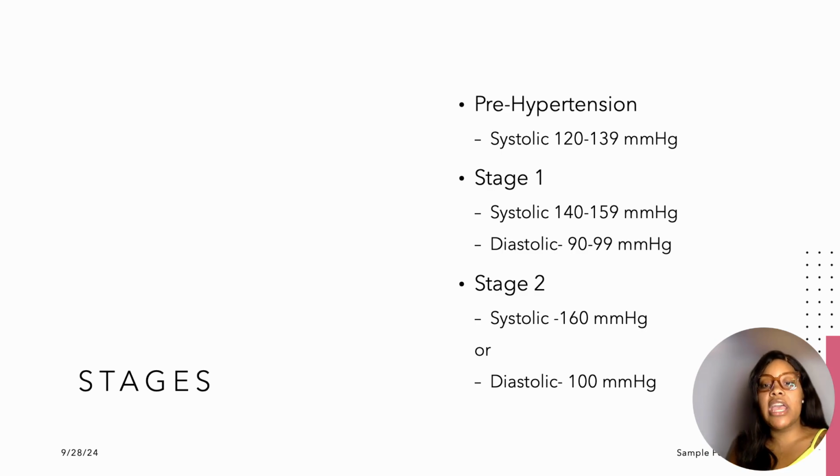All right, so stage 1, you see the number. Stage 2, you see your number. So remember, when you're thinking about staging your blood pressures, it's either or. It doesn't have to be both. So let's say if a patient's blood pressure was 142 over 80, that patient still has stage 1 hypertension, even though their diastolic is normal. Does that make sense?